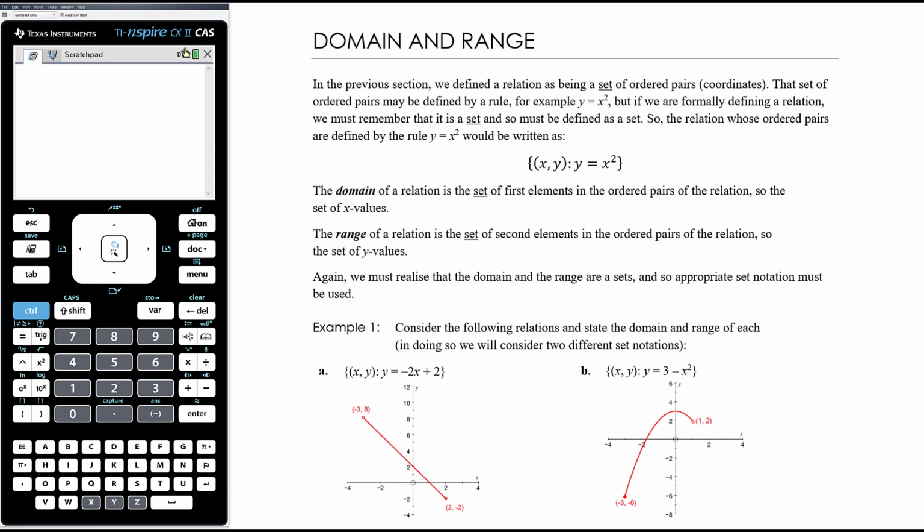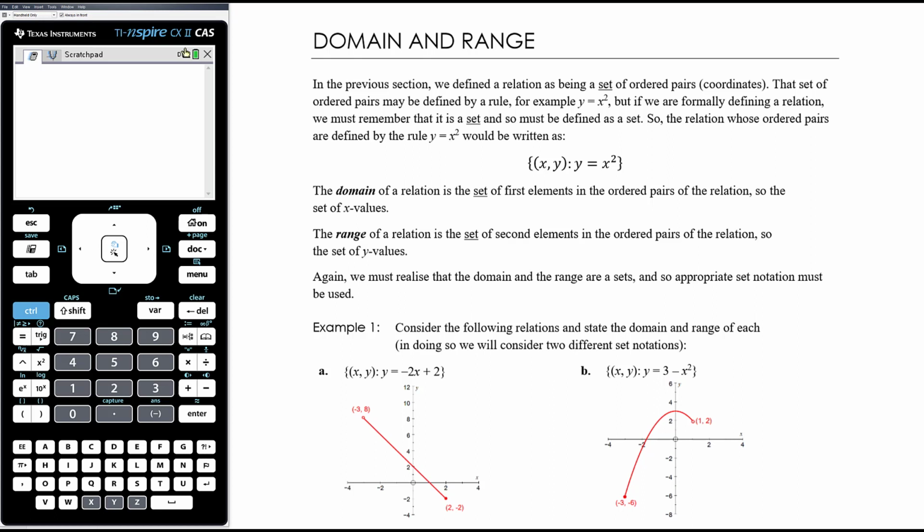The domain of a relation is the set of first elements in the ordered pairs of the relation. So that is, it's the set of all the x values in the relation. The range of a relation is the set of second elements in the ordered pairs of the relation. So that is the set of the y values. Again, we must realize that domain and range are sets, and so appropriate set notation must be used.